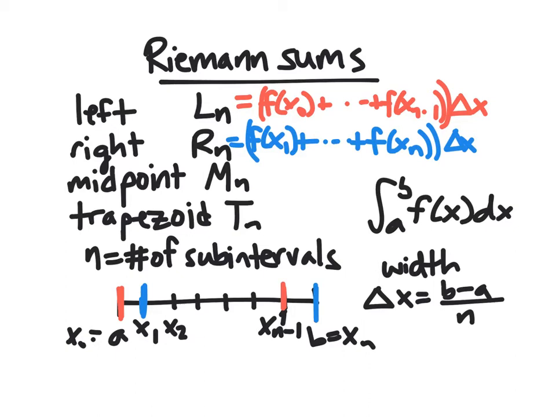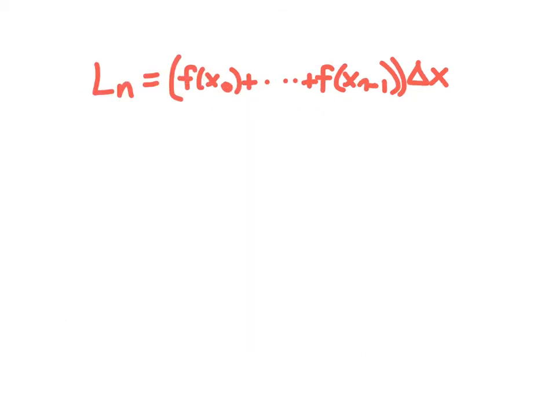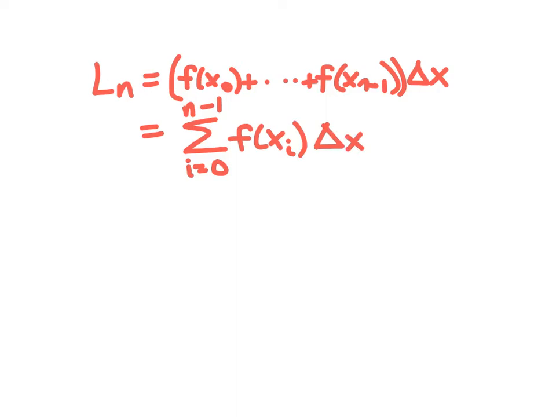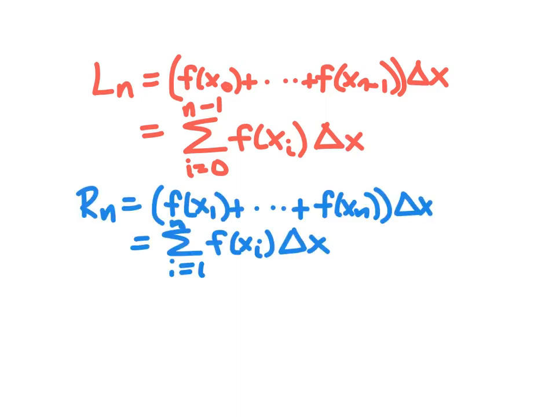So what we are going to do is put these in summation notation, or sigma notation. So here's Ln. How can we write this more compactly? Well, we're starting at 0. We're going up to n minus 1. And then what are we plugging into f? We're plugging in xi. And then we multiply all the terms by delta x. Similarly, we have f of xi delta x inside the sum for Rn. It's just that we've changed the indices. We're going from 1 to n instead of 0 to n minus 1.